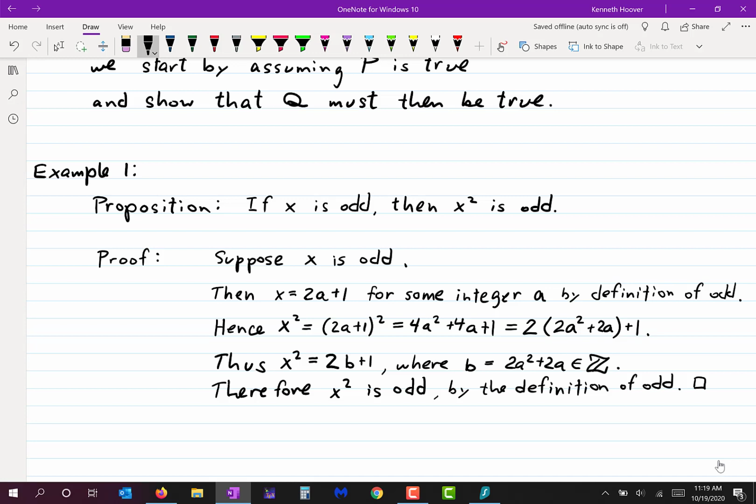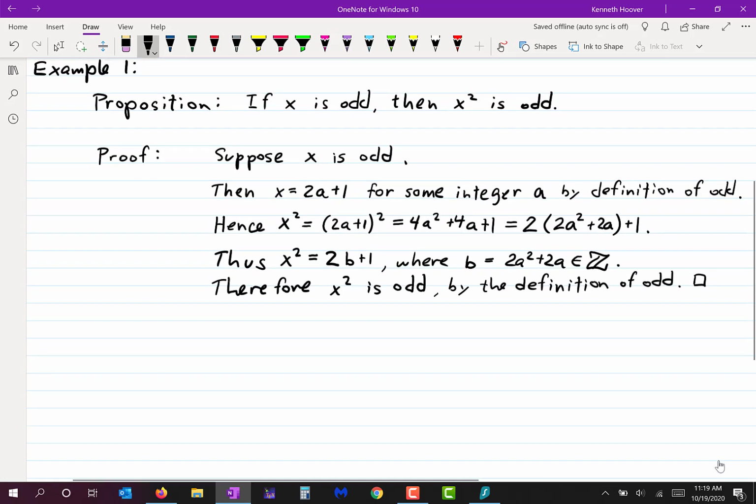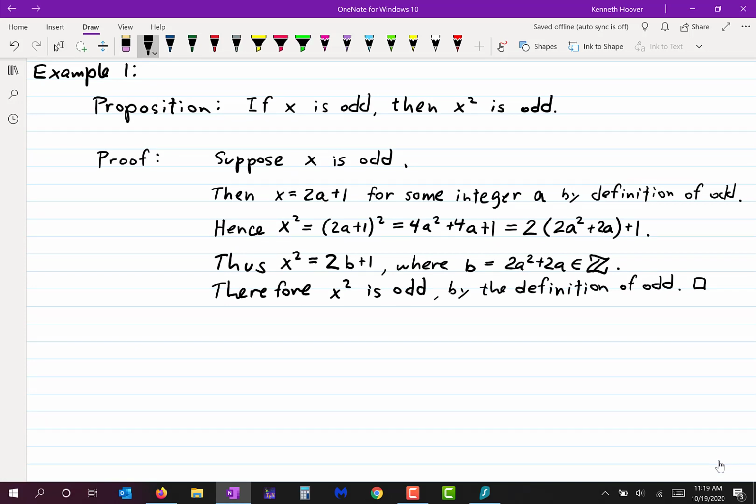Now, why don't we just rewrite that in paragraph form, just so you can see that. Okay? Suppose x is odd. Then x equals 2a plus 1 for some integer a.